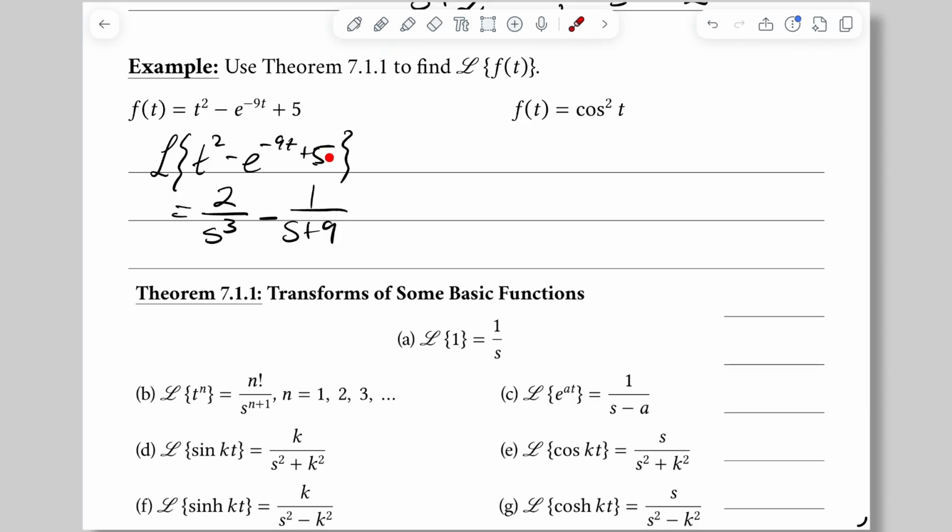The Laplace transform of 5 is the Laplace transform of 5 times 1. That's 1 over s. So we're going to multiply that by 5. We get 5 over s.